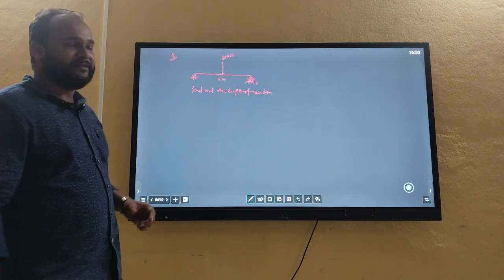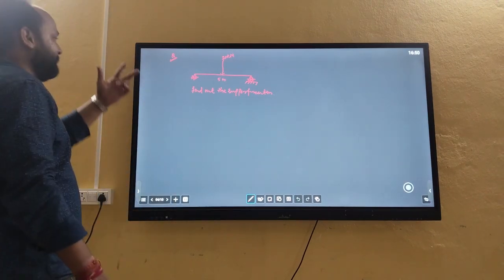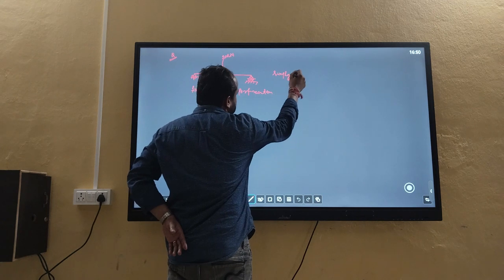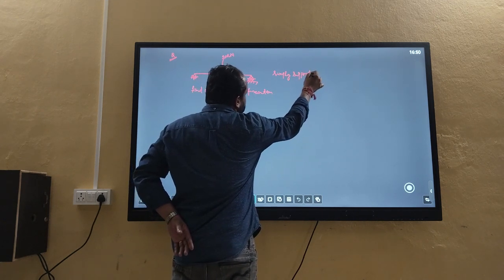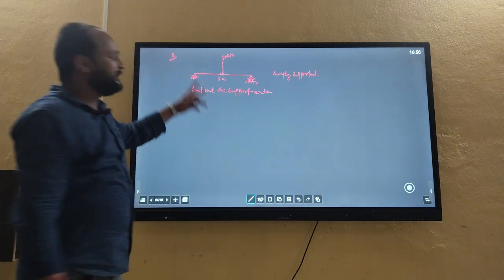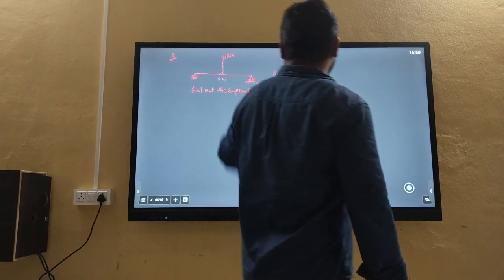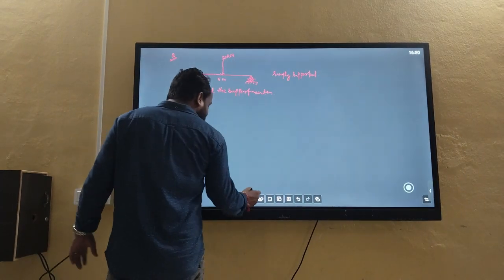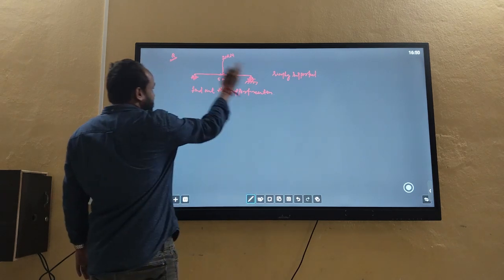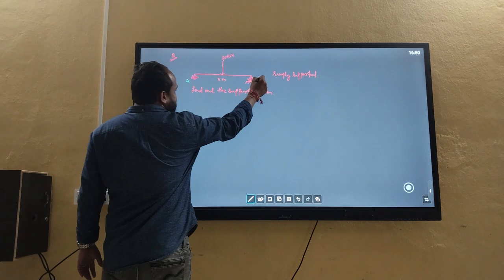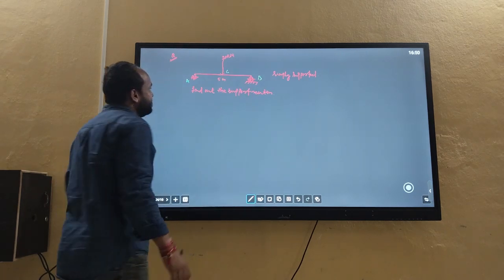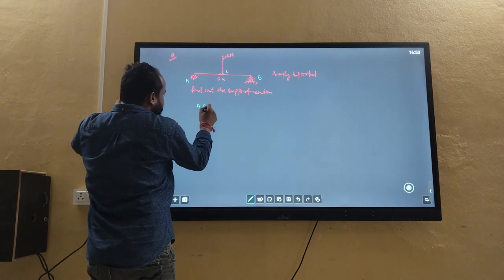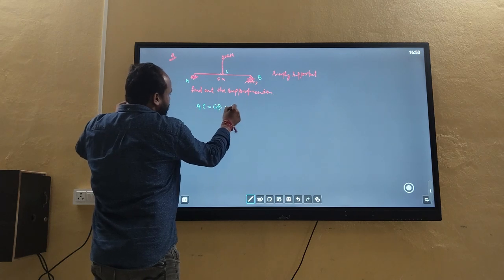So, here is a question in which it is given that a beam AB is a simply supported beam having a span length of 5 meter, as well as a point load of 20 kilonewton acting at the center of the beam. That means, this is point A, this is B, and this point is our C. That means 20 kilonewton acting at the center, so from A to C is equal to C to B, which is 2.5 meter.